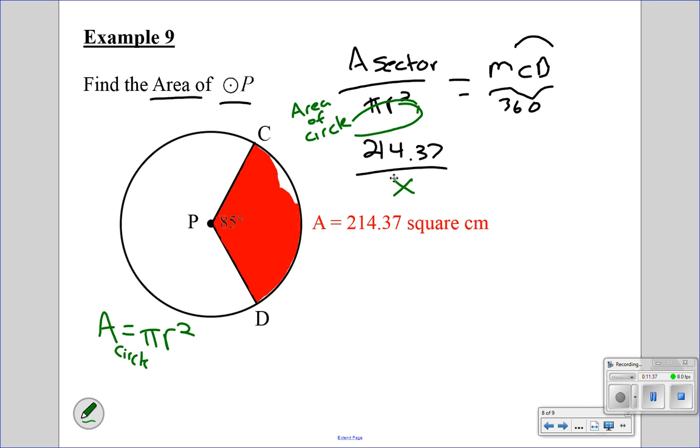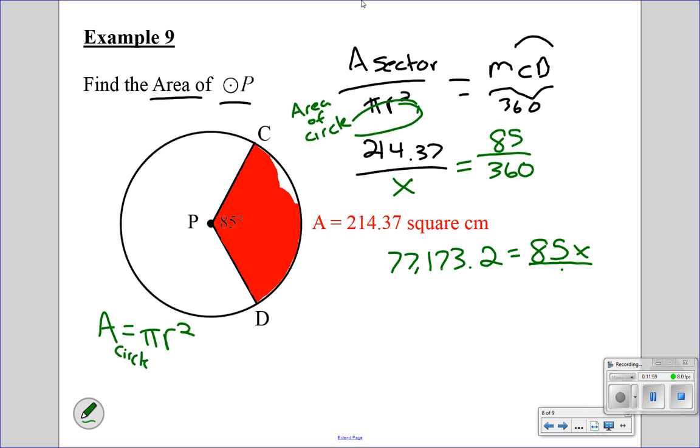So we know this equals, it tells us that our angle is 85, so we know our arc is 85 over 360. When we cross multiply, 214.37 times 360 is going to be 77,173.2 equals 85x. We're going to divide both sides by 85. And we get that x equals 907.9. And remember, it's the area of the circle, so it's going to be in square centimeters.